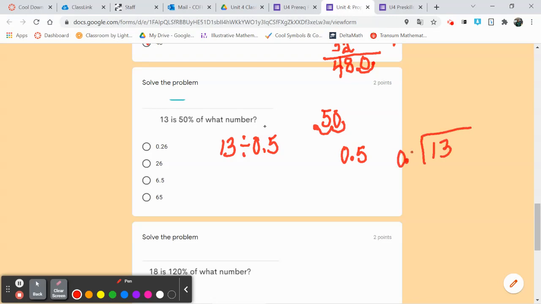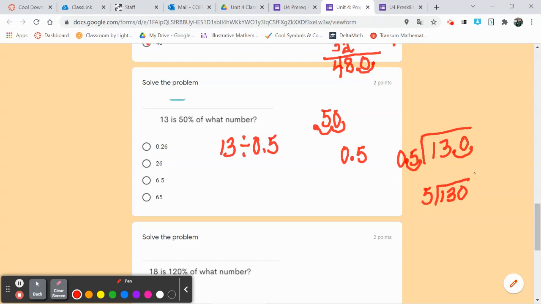0.5 goes outside. We can't have decimals outside. If we have a decimal outside, we have to get rid of it. We have to move it. So I'm going to move this 1 to get rid of it. And if I move this one 1, then I have to do the same thing here, leaving me with this problem.